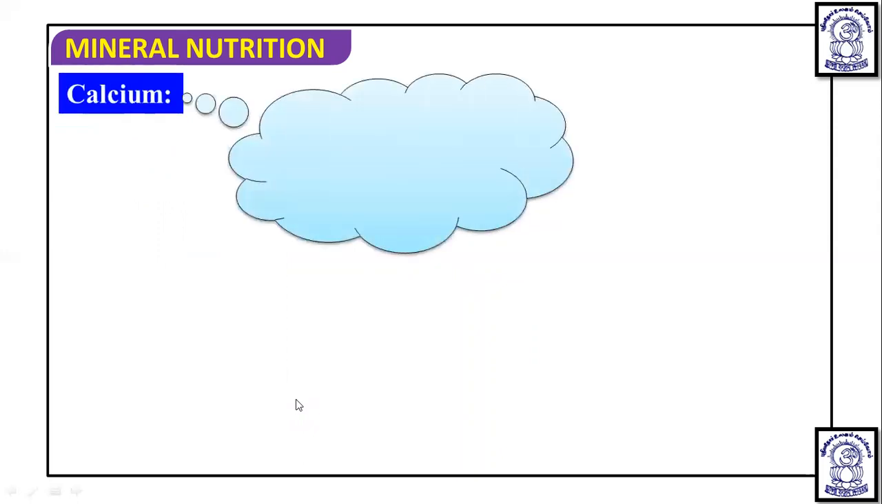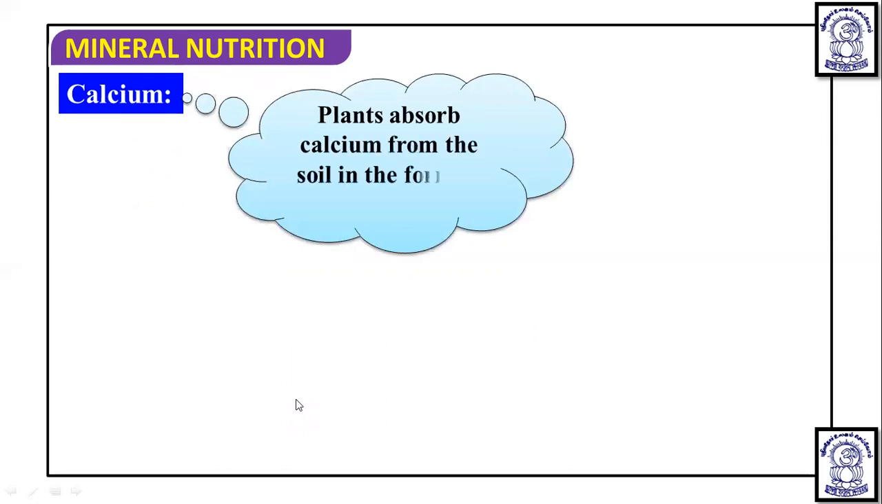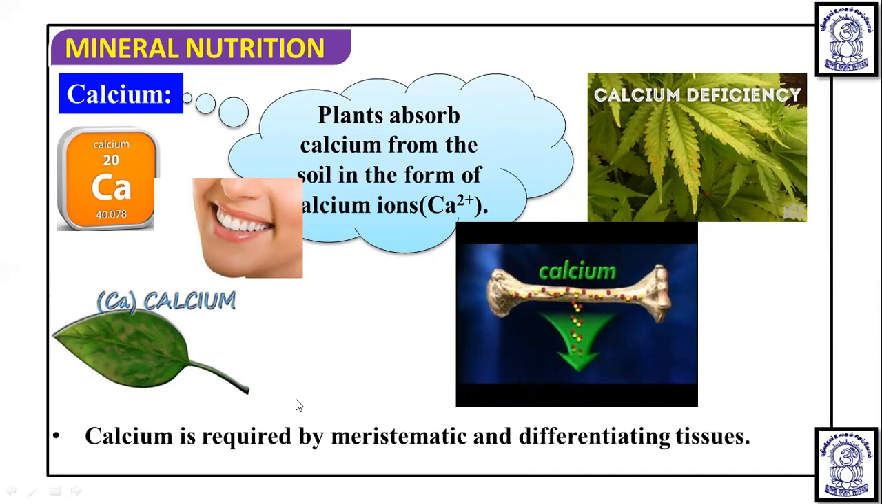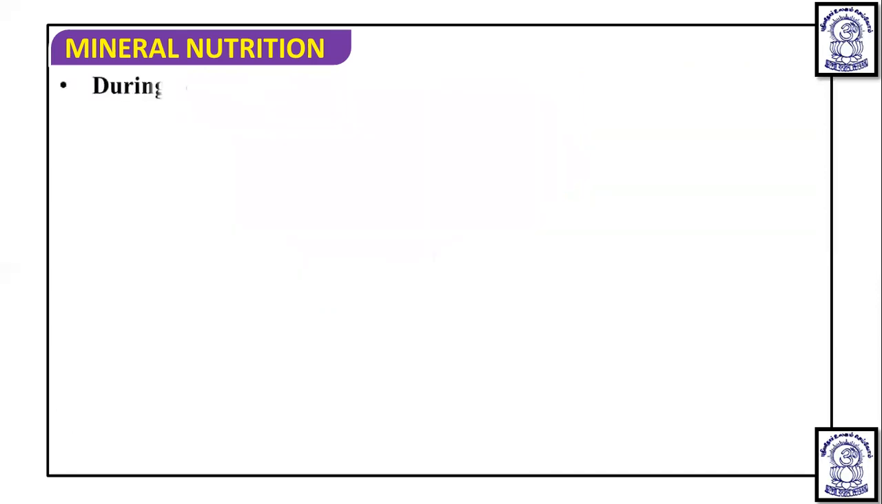Now after potassium, the next macro element is calcium. As we know, calcium is absorbed in the form of Ca2 plus ion. So calcium is absorbed from the soil in the form of calcium ion, that is Ca2 plus divalent ion. And we know that calcium is important for the bone. Calcium deficiency also will lead to yellowing. So these are the roles. Now, if we talk about the role in detail, calcium is required by meristematic and differentiating tissue specifically. Differentiating means non-dividing tissue.